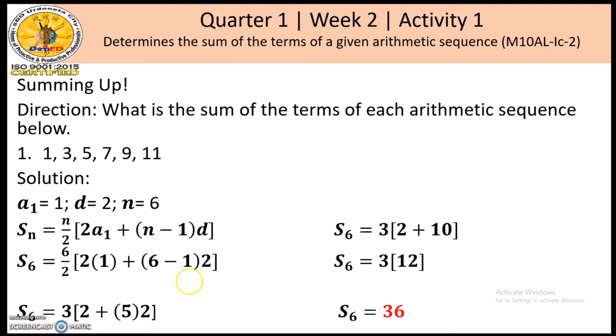So we have 6 divided by 2, we have 3, and 2 times 1, we have 2, and 6 minus 1, we have 5. So, continuing here, we have 3 multiplied by quantity 2 plus 10. We got 10 from 5 times 2. So, 2 plus 10, we have 12, and 12 times 3, we have 36. So, the sum of the terms of the arithmetic sequence is equal to 36.